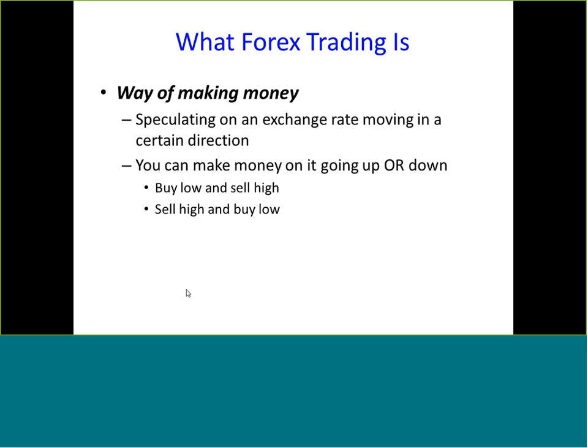You can make money on the exchange rate if it's going up, or you can make money on the exchange rate if it's going down. The strategy is to try to buy low and sell high, or to sell high and buy low. And that second statement is still very confusing for a lot of people. How do you sell something you don't own? And that's why we need to start at this basic level and understand exactly what we're doing when we're trading Forex and how it's entirely possible to sell something we don't own.